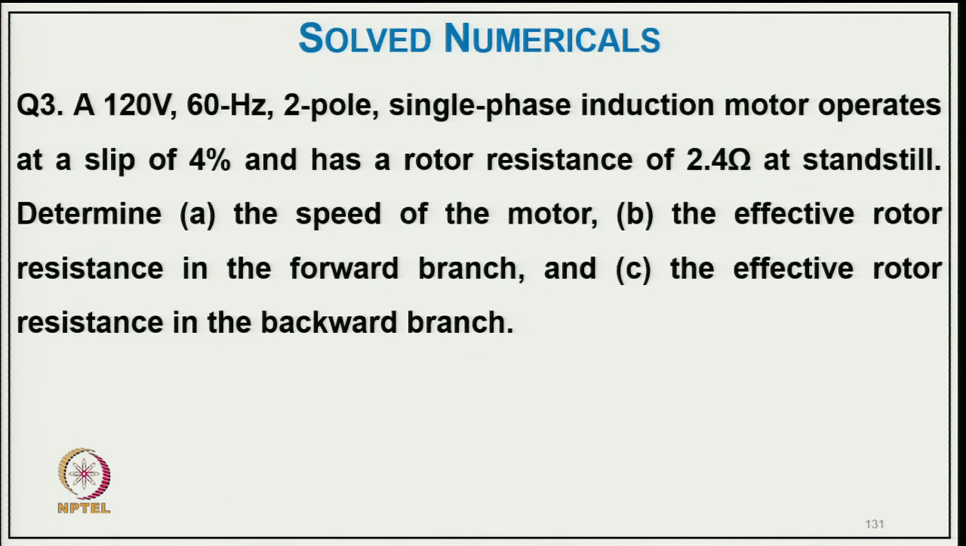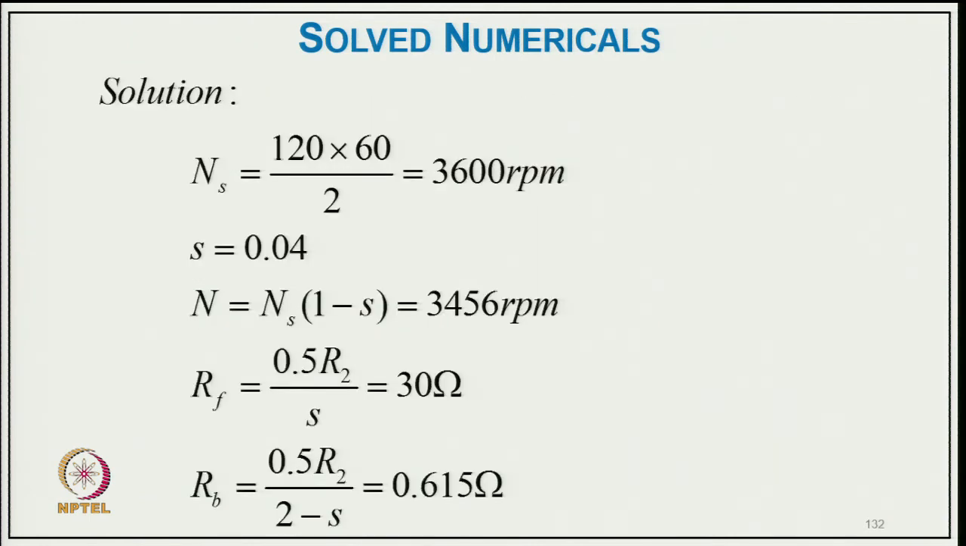Now, coming to example 3, a 120 volt 60 hertz 2 pole single phase induction motor operates at slip 4% and has a rotor resistance of 2.54 ohm at standstill. Determine the speed of the motor, effective rotor resistance in the forward branch and effective rotor resistance in the backward branch. So, coming to solution, NS equal to 120 f by P, it comes 3600, slip is 0.04, so N comes NS into (1 minus S), 3456 rpm, RF equals 0.5 R2 by S, that is 30 ohm, RB equal to 0.5 R2 by (2 minus S), 0.615 ohm.